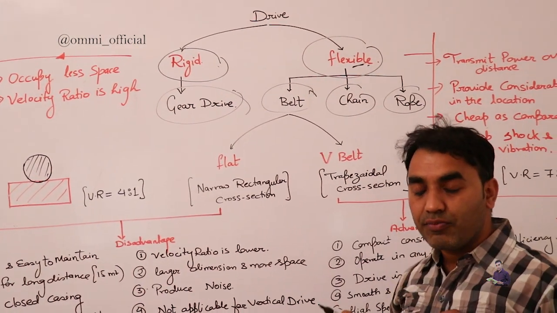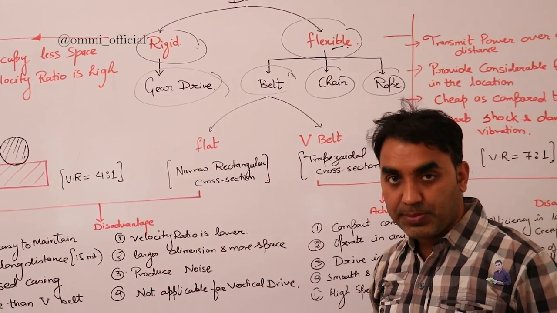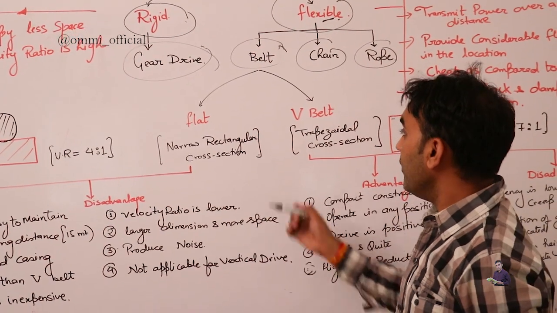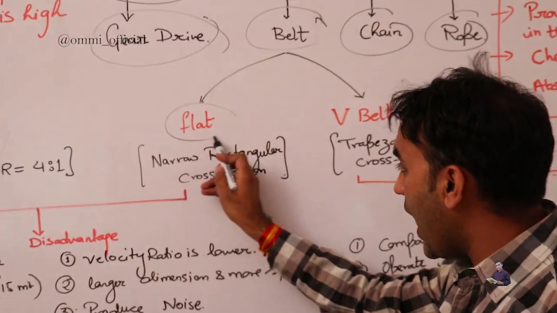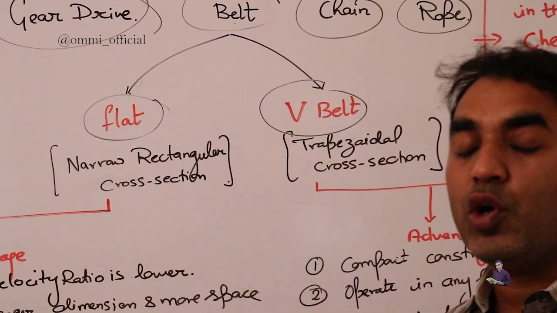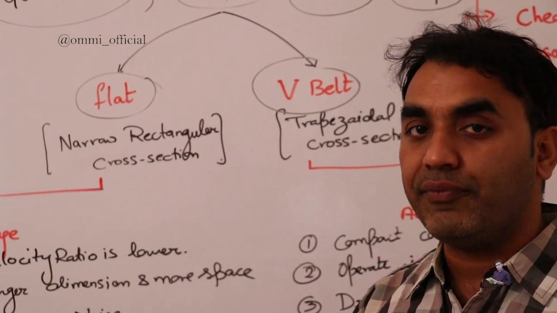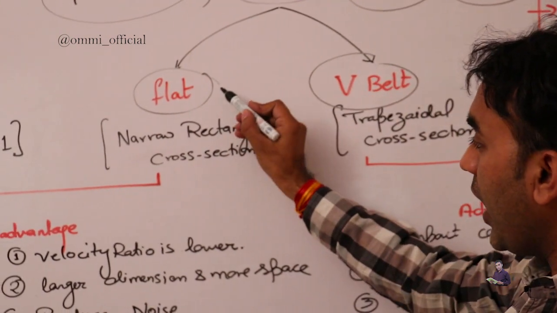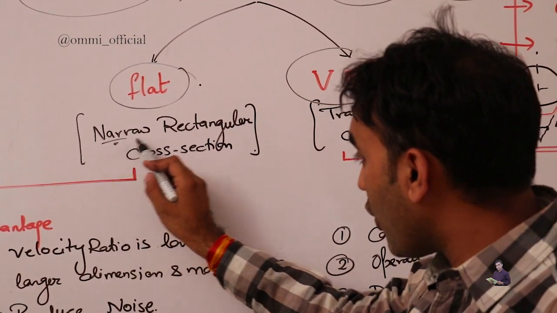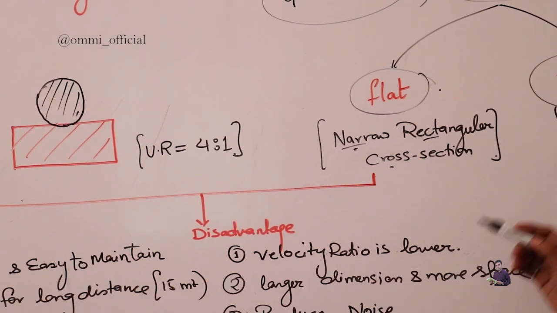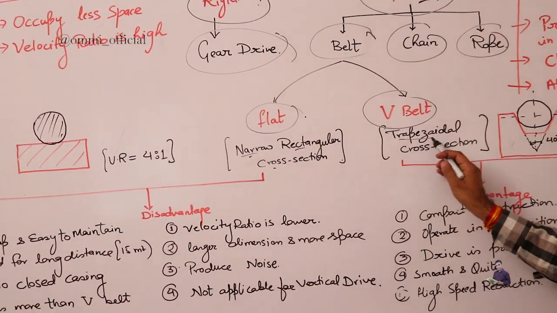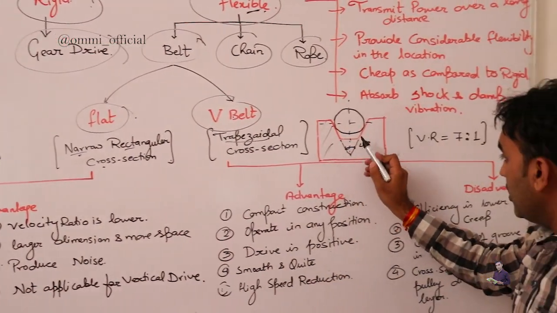Belt drive is the best drive for power transmission. Why? Let's see. It is categorized into two types: flat belt drive and V belt drive. Sometimes we also go for the round belt drive, but basically we are using these two sorts of drive, flat belt and V belt. In the flat belt, the cross section is a narrow rectangle as shown in the figure, whereas the V belt is trapezoidal, which is shown by this figure.